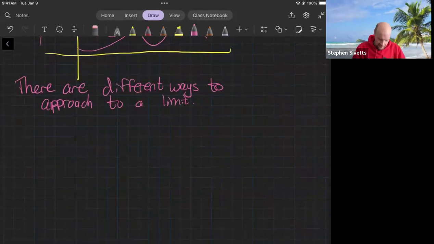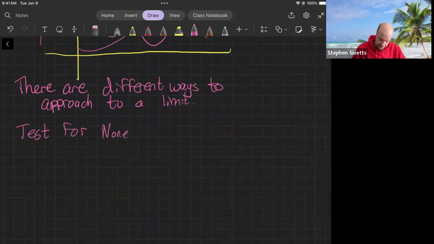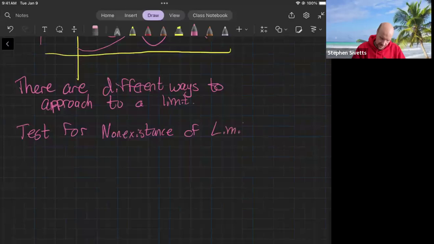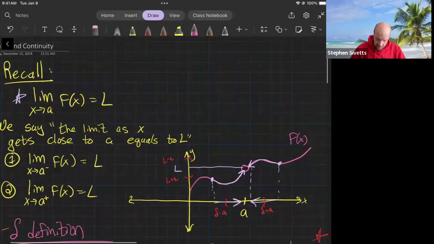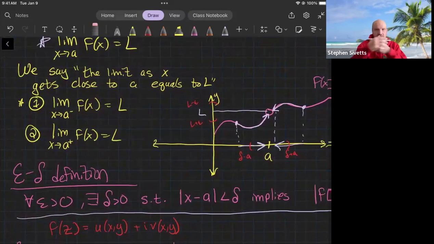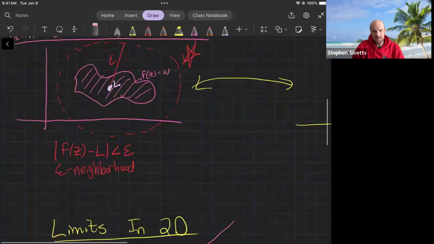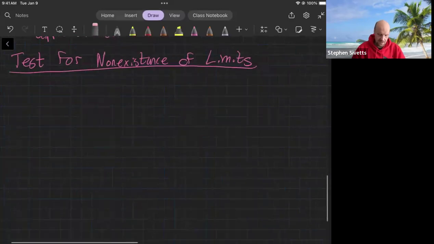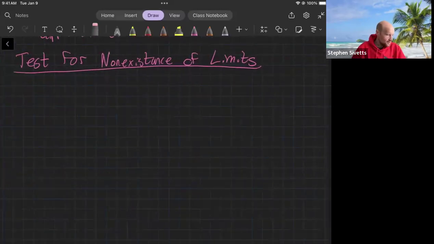So there's going to be a test for non-existence of limits. And it's going to be the same idea as in Calc 1, right? Because in Calc 1, limits approaching from the left or the right are two separate paths. And if those paths don't equal the same value, then your limit does not exist. So we're going to approach this with the same mindset as in looking at limits of functions in single variable calculus.